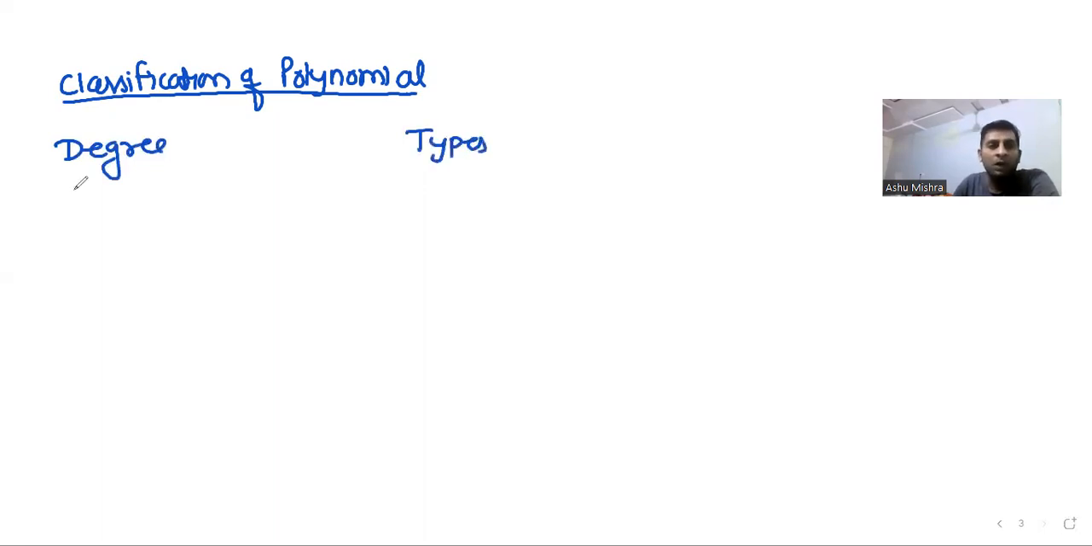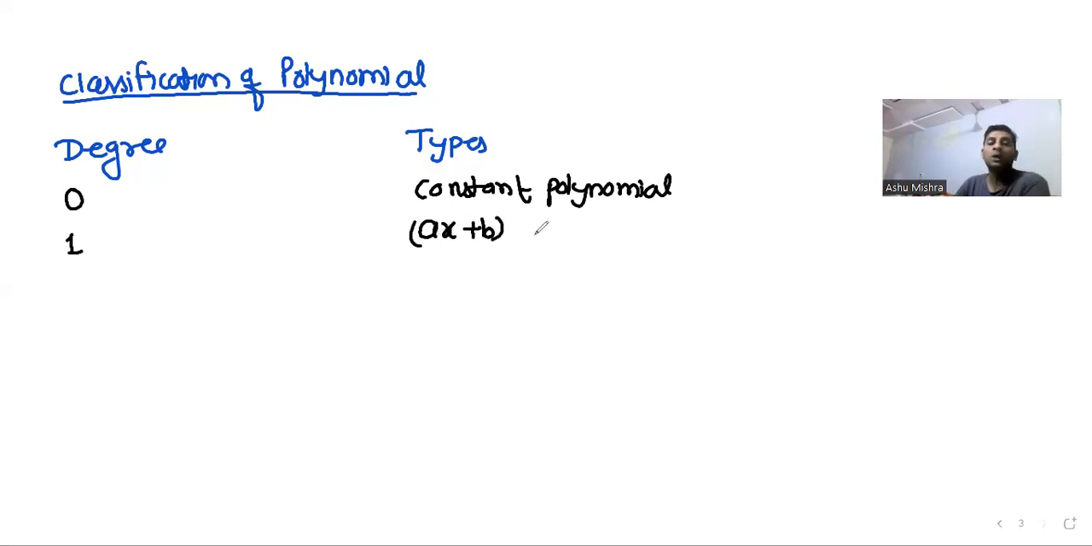Suppose, if your degree is 0, then it is known as a constant polynomial. Remember, if your degree is 1, then the type of polynomial is what? ax + b, where a and b both are constants, and remember the value of a is not equal to 0. This is known as a linear polynomial.